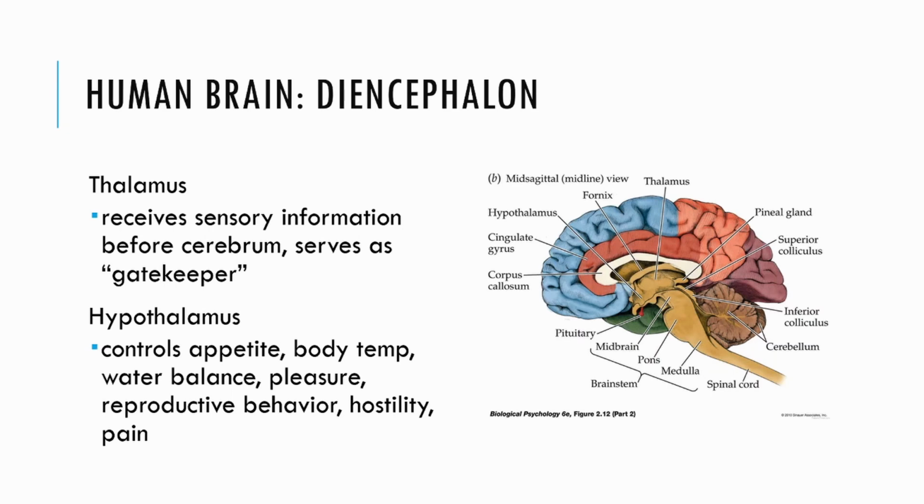The hypothalamus is somewhat of a primitive part of our brain. It's going to control basic things like appetite, maintaining your body temperature and water balance, as well as handling things like pleasure, reproductive behavior, hostility, and pain. The hypothalamus also connects with the pituitary gland. We're not going to get into that here, but we'll hear more about the hypothalamus and the pituitary when we get to the endocrine system.